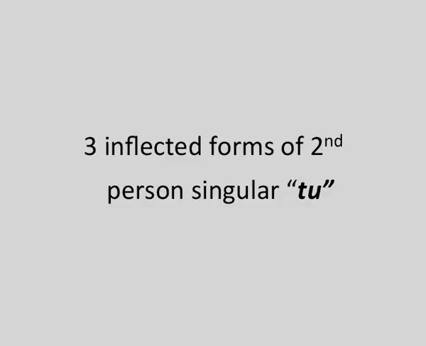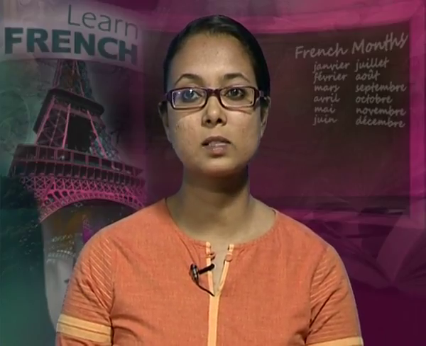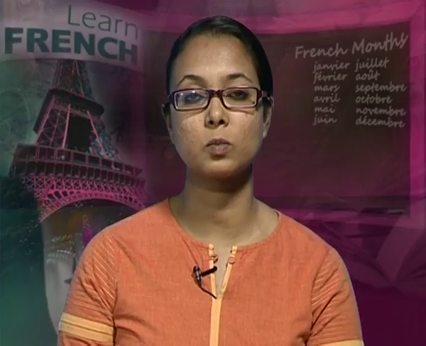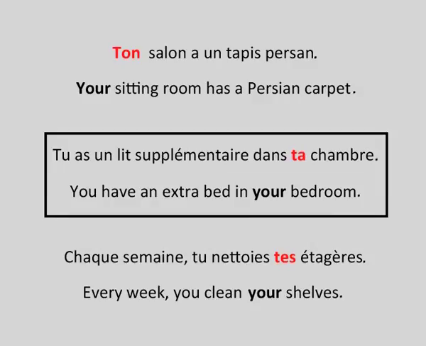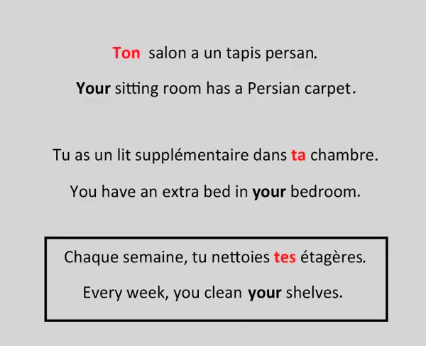Now I'll show you how to use the three inflected forms of the possessive adjective that corresponds to the second person singular, tu. Since the rule is the same for these possessive adjectives, I will simply modify the above sentences to demonstrate the usage. Ton salon a un tapis persan. Your sitting room has a Persian carpet. Tu as un lit supplémentaire dans ta chambre. You have an extra bed in your bedroom. Chaque semaine, tu nettoies tes étagères. Every week, you clean your shelves.